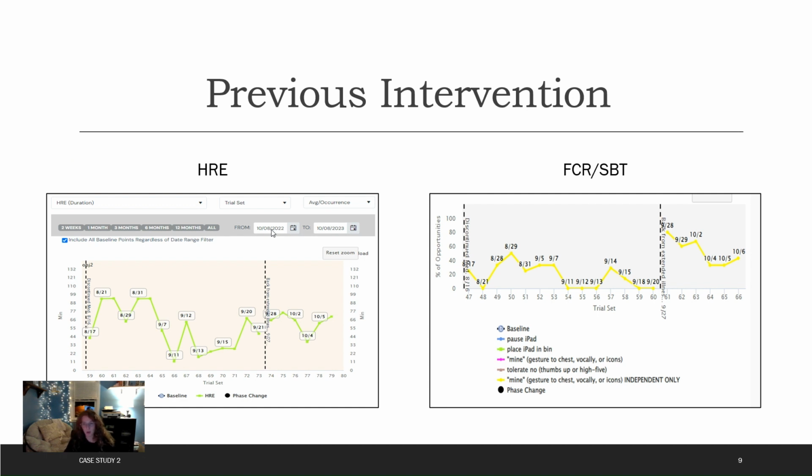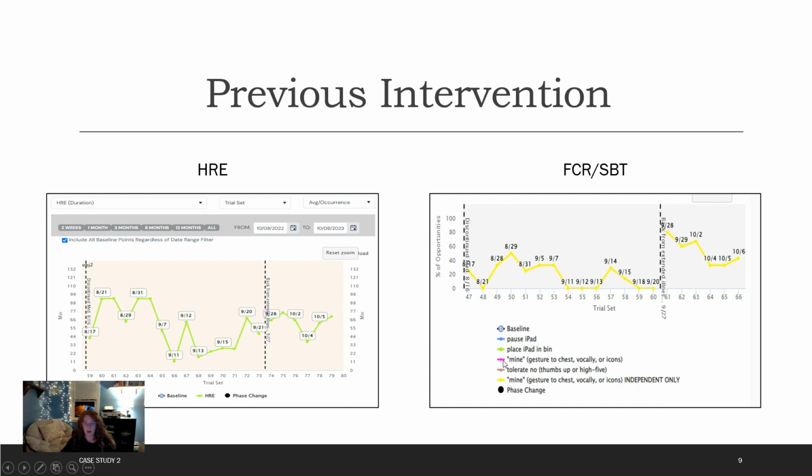And if you verbally prompt him to gesture mine, he will not do it independently. It can only be physically prompted at this point, so there's also prompt dependency there. Although the yellow in this graph is only showing, this is because place iPad in bin was put on hold, because he was much farther than we thought he was.